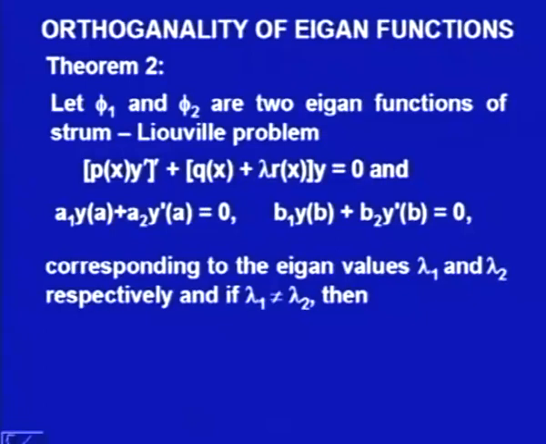That is, phi 1 is the eigenfunction for lambda 1 and phi 2 is the eigenfunction for lambda 2, and if lambda 1 and lambda 2 are not the same, then phi 1 and phi 2 are orthogonal, or in other words, on a to b with respect to r(x). This r(x) is the same which is coming in the Sturm Liouville differential equation, that is, the integral from a to b of r(x) phi 1(x) phi 2(x) dx would be 0 whenever lambda 1 is not equal to lambda 2 and phi 1 and phi 2 are the corresponding eigenfunctions.